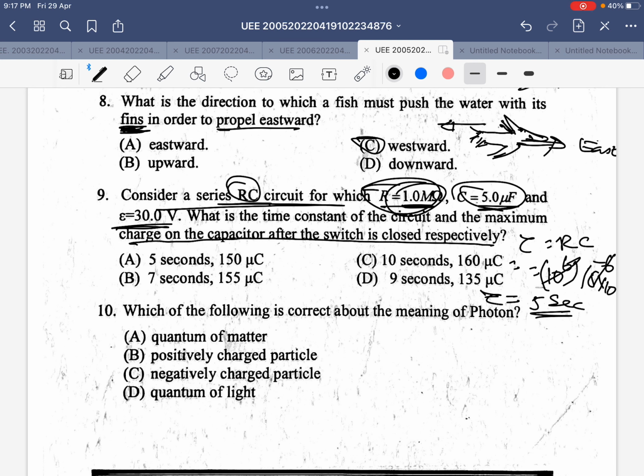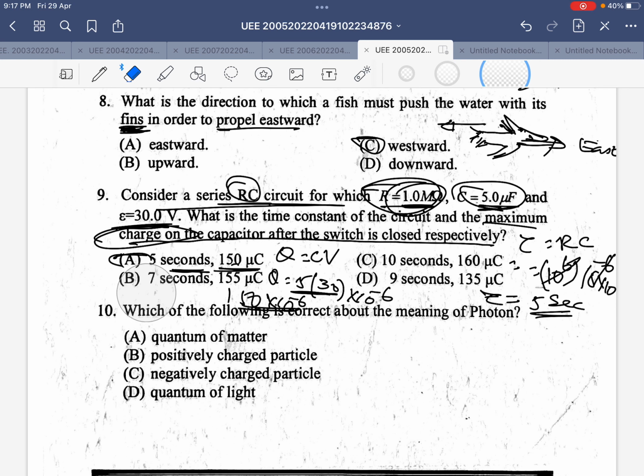And what's the other question? The maximum charge. Q is equal to CV. Capacitance is 5 times 10 to the power of minus 6, times 30. 5 times 30 is 150 times 10 to the power of minus 6, or you can say 150 micro. The answer is A. It is 5 seconds and 150 microcoulomb. Okay, let's continue to the next question. This is A.